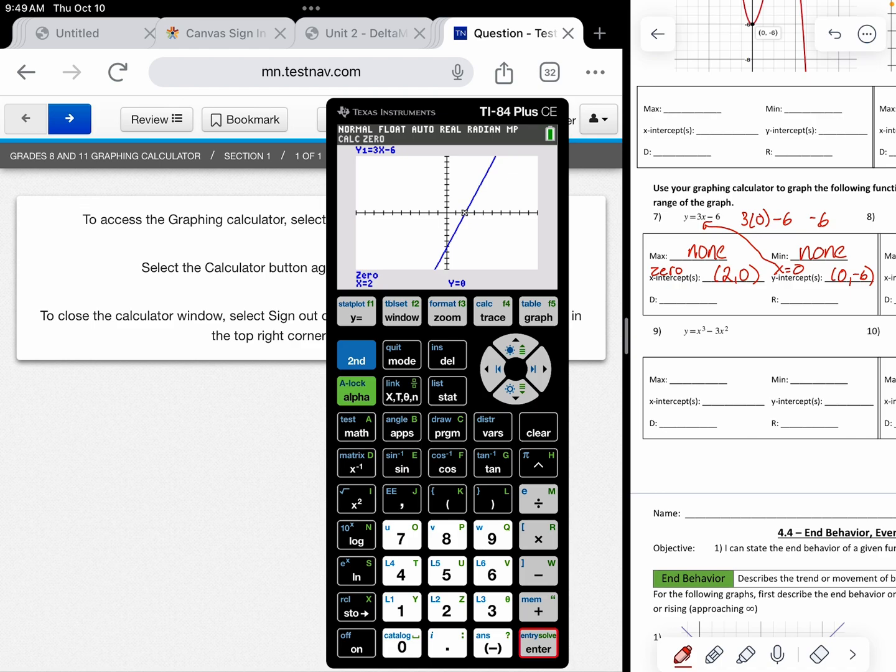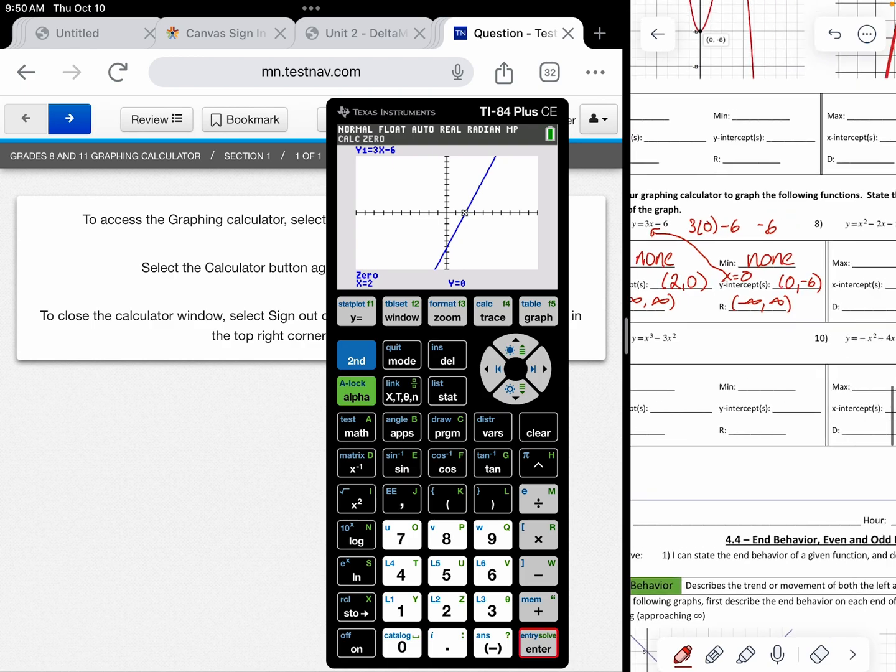So anytime you want to find a y-intercept, you can just plug in 0 for x, and that allows you to find the y-intercept. Domain and range. Domain, it's going forever to the left, and forever to the right. So straight lines always have the same domain and range, forever to the left, forever to the right. That may be a generalization, but this line for sure goes forever to the left and forever to the right.